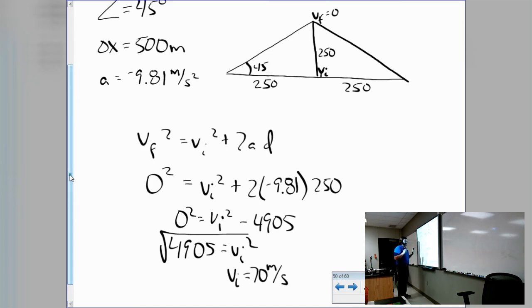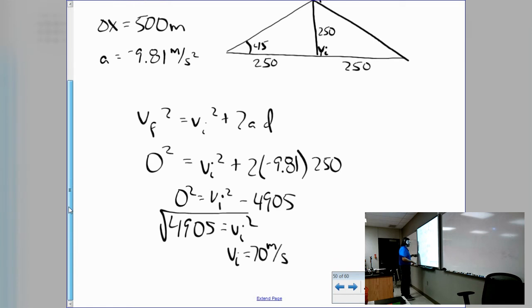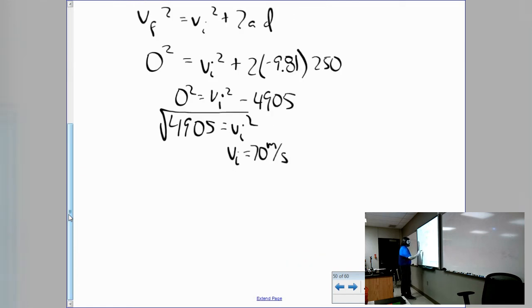Now, that would be the velocity in the y direction initially. But since this is a 45, 45, 90 triangle, that would also be the horizontal velocity as well. So the velocity in the y direction is equal to the velocity in the x direction here. It was launched initially at 70 meters per second vertically, and since it's a 45, 45, 90 triangle, it was also launched horizontally at 70 meters per second.